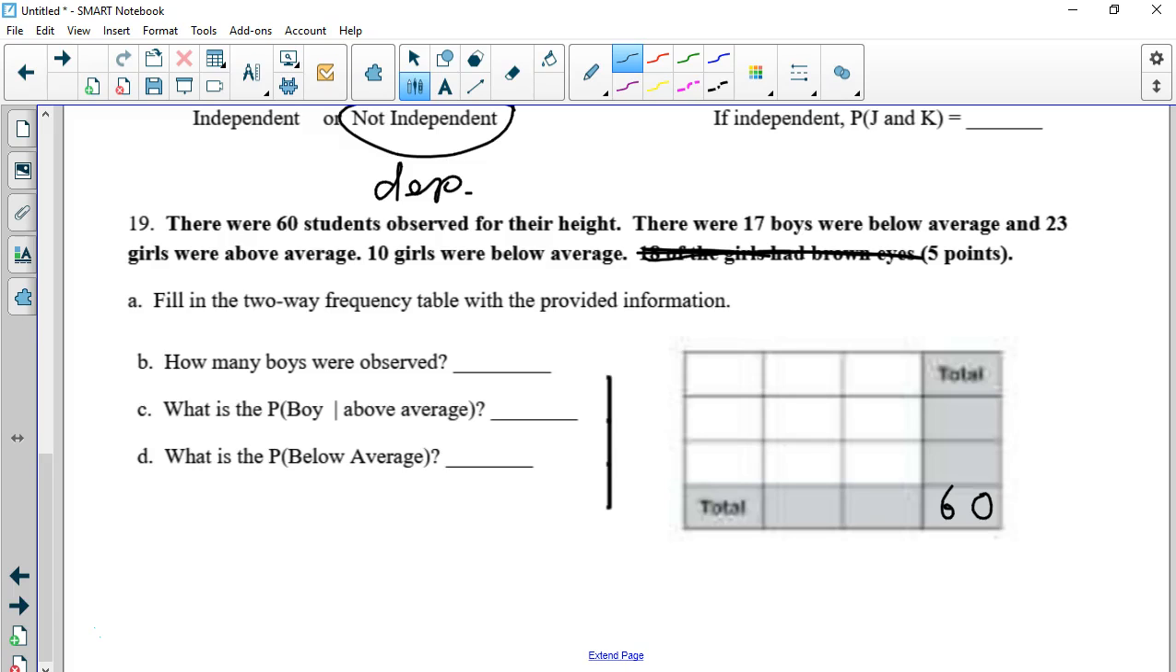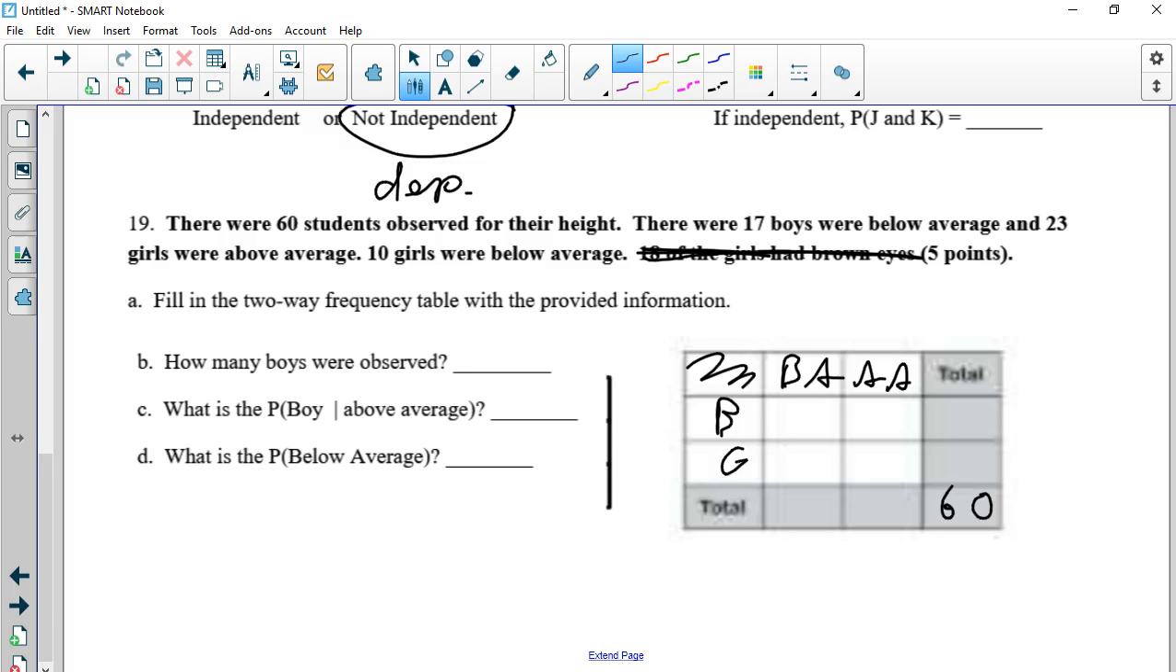Now we got a label. Remember, this box is going to stay empty. It doesn't matter whether you put boys and girls on the top or boys and girls on the side. It makes no difference. And basically, you just need to have some kind of something. So I put below average and above average. You can just write the words below and above. You can put an arrow up and an arrow down. I don't care. As long as you know what it means, that's fine.